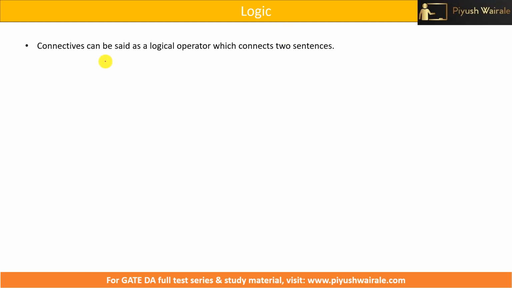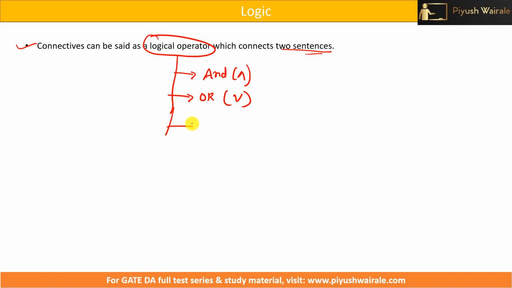So here you can see there are different connectives. Connectives can be said to be logical operators which connect two sentences. So what are the logical operators? We have discussed in the last lecture. That is and, the symbol is this type. Then or, right? Then we have not, the symbol is like this. Then we have or in some cases like this also, it depends. Then we have implies, okay, that is like this or like this also, right?